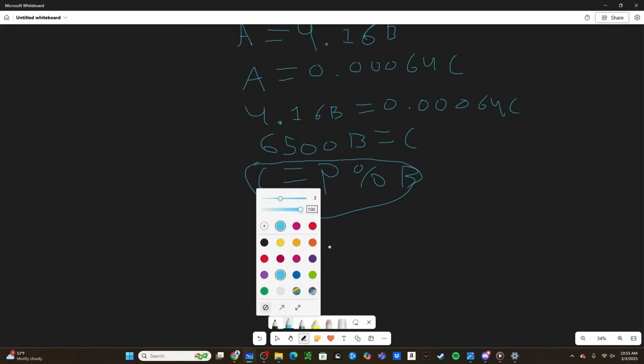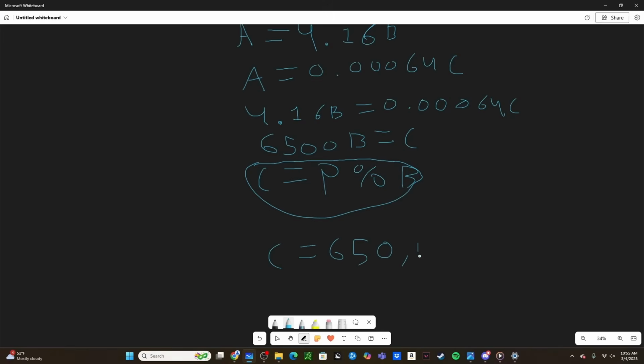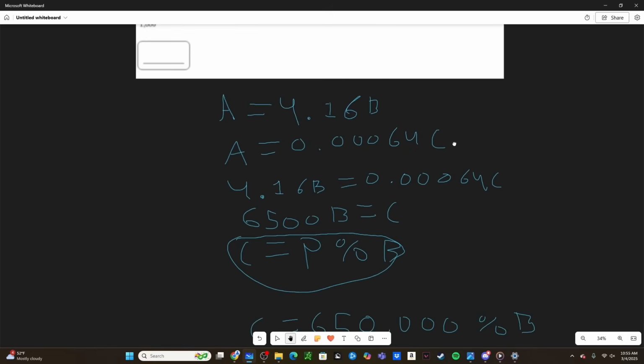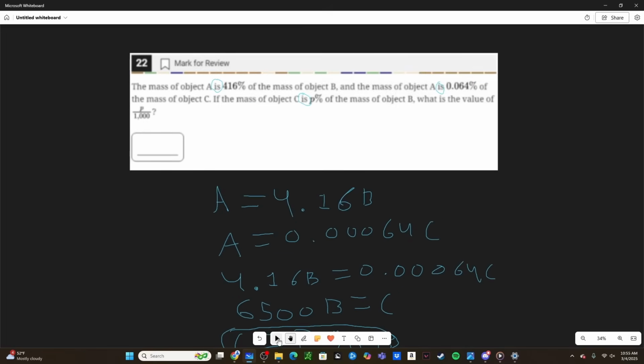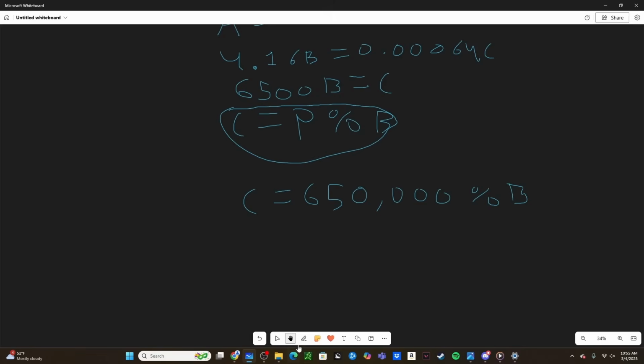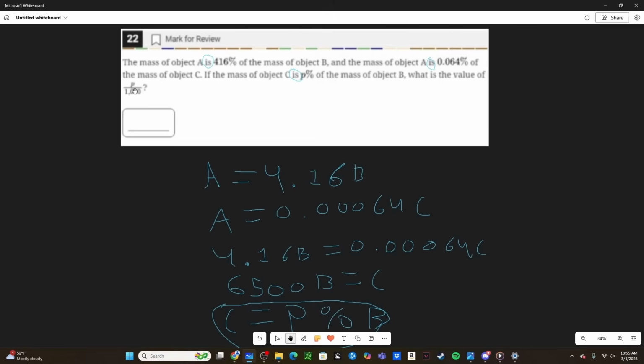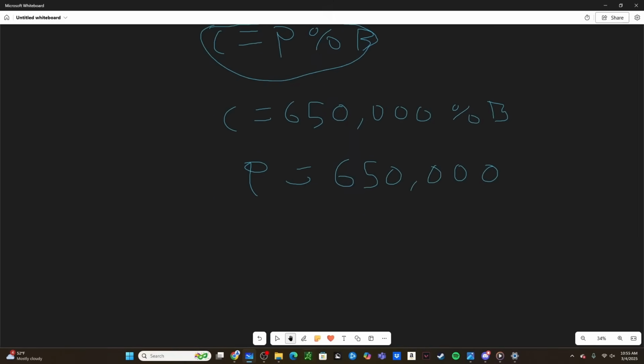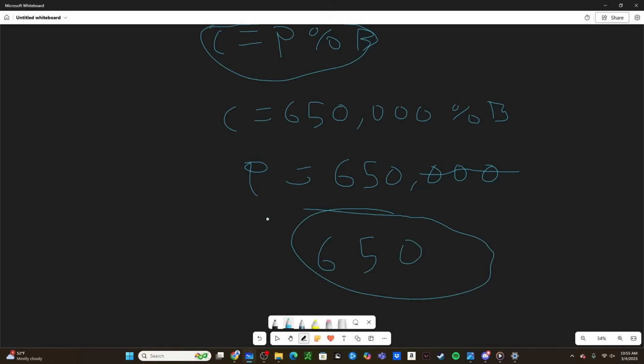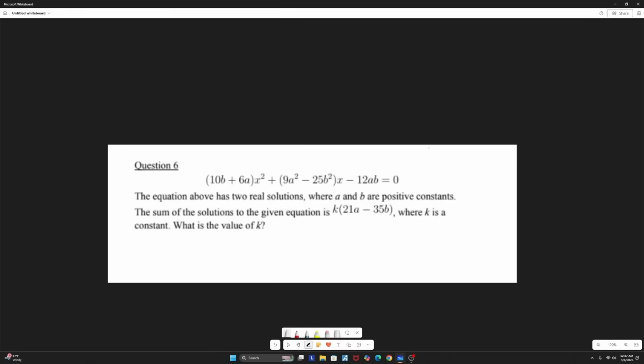So C is actually equal to 650,000% of B. Now, we're not just done yet because this is P%. So we know that P is equal to 650,000, but they're not asking us for P. They're asking us for P divided by 1,000. And so finally, for our last step, 650,000 divided by 1,000, and we're going to get 650 as our final answer.